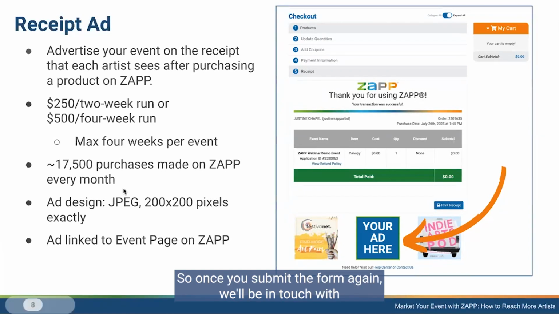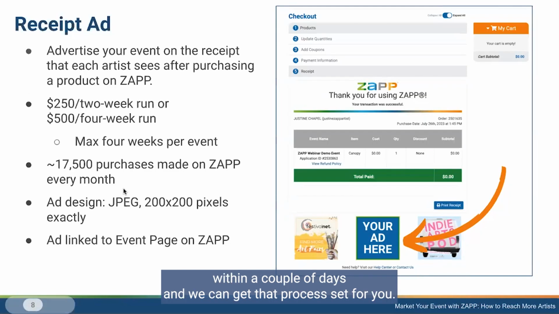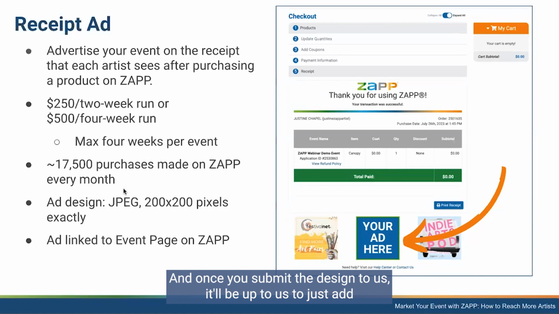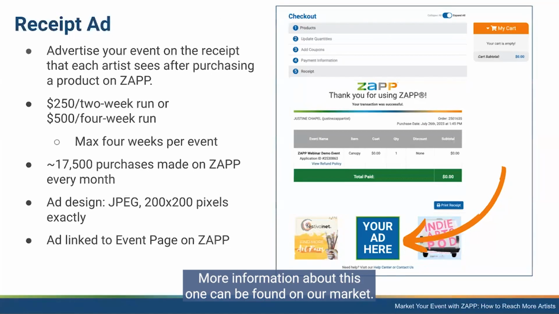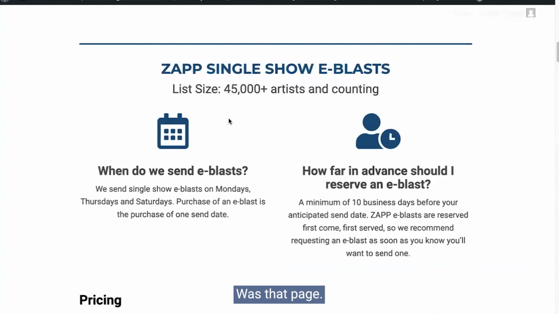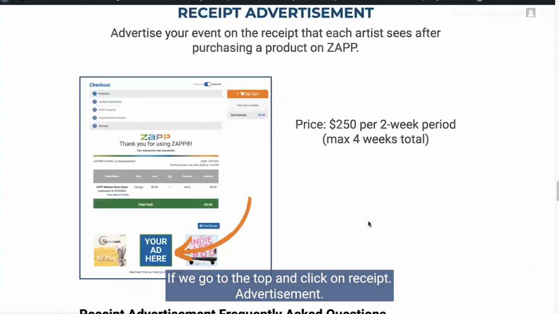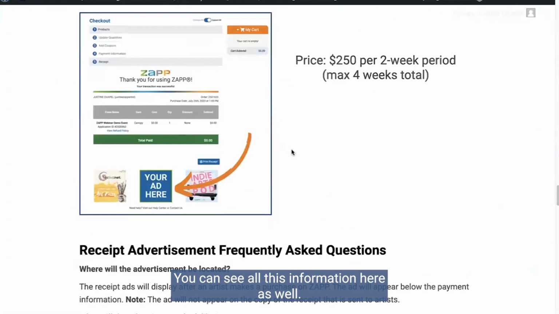So once you submit the form, we'll be in touch within a couple days, and we can get that process set for you. And once you submit the design to us, it'll be up to us to add it to the receipt page in the coming weeks. More information about this one can be found on our Market with ZAPP page. If we go to the top and click on receipt advertisement, you can see all this information here as well.